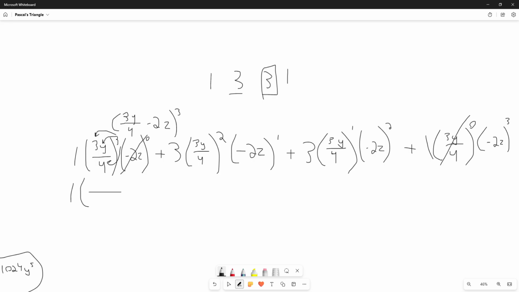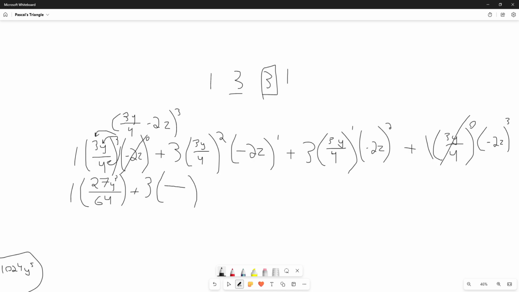So 3 to the power of 3 is 27. y to the power of 3 is y cubed. And 4 to the power of 3 is 64. And the minus 2z to the power of 0 is just multiplied by 1. And then we have a plus 3.